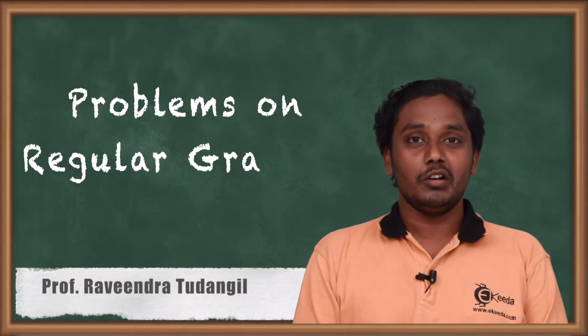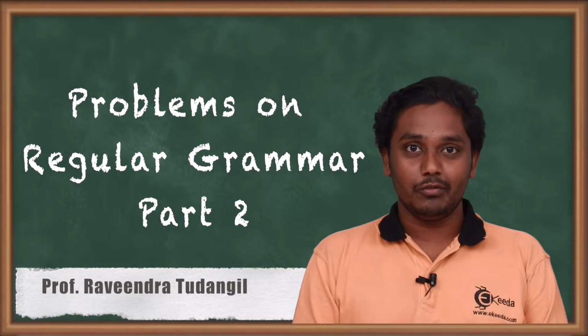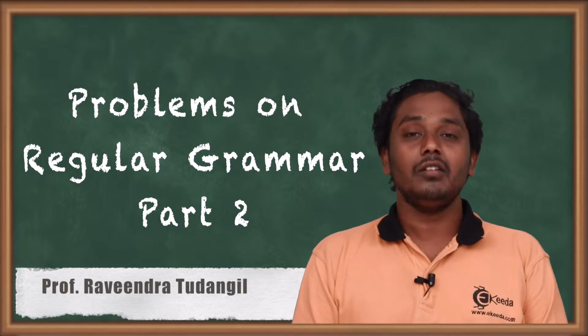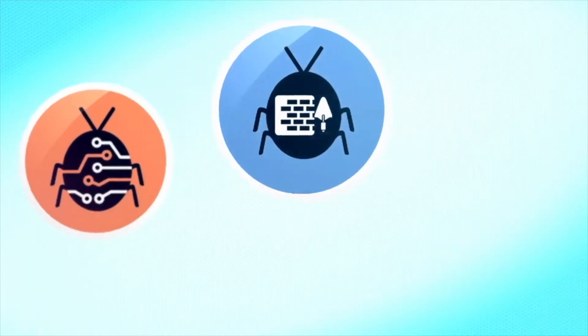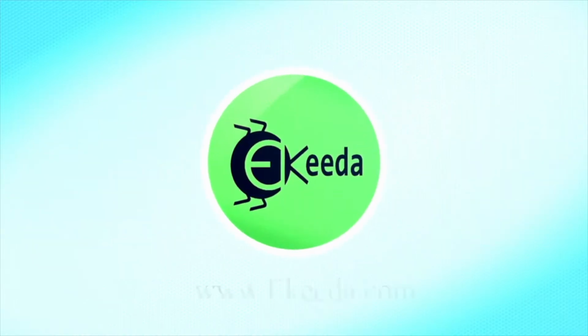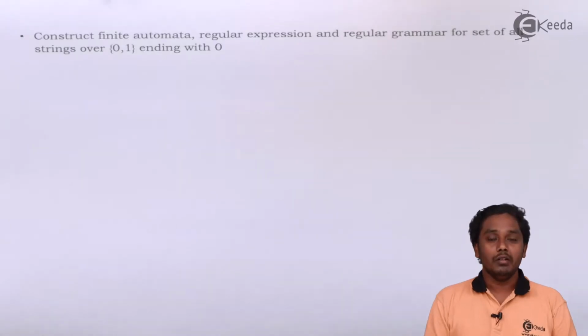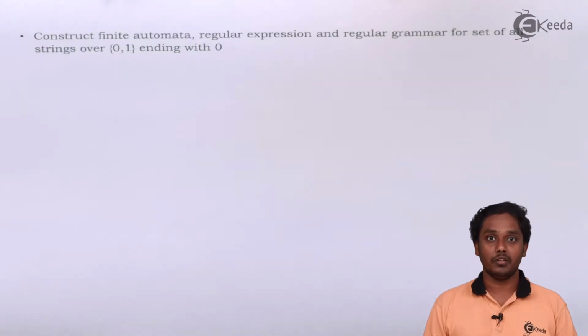Hello friends, let us continue with the type of questions we have been solving, that is finding FA, RE and RG, that is finite automata, regular expression and regular grammar for various questions. Over here in the first question, we are trying to find the regular expression, regular grammar and finite automata for the set of strings which ends with 0 over the binary string language. First, let us try to construct the finite automata.